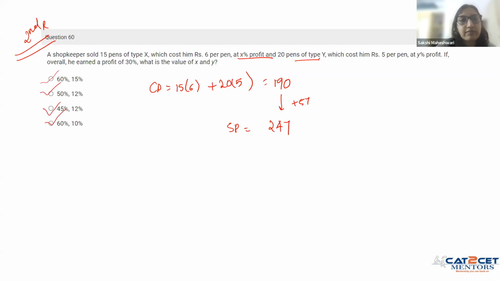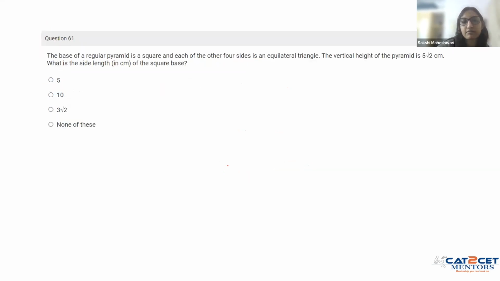Since we have two unknowns and we don't have any equation, we have to substitute values and find. If I have 60% profit, that means I'll sell this at 9.6 rupees, so 3.6 rupees on each pen into 15. And for Y, how much am I getting? 15%. So 0.75 into 20 pens. What do I get?